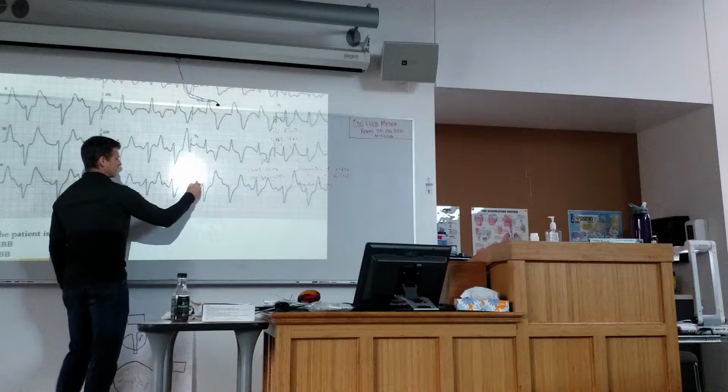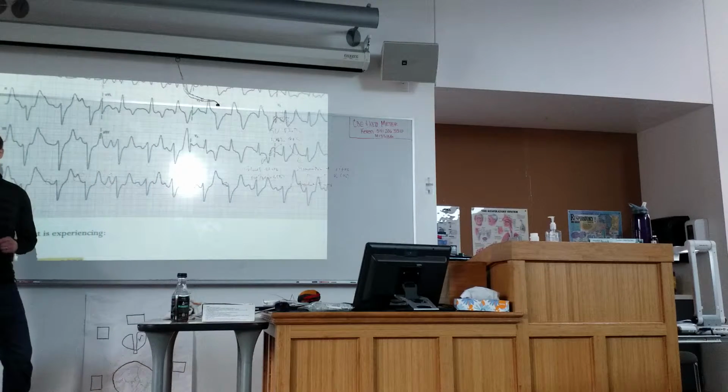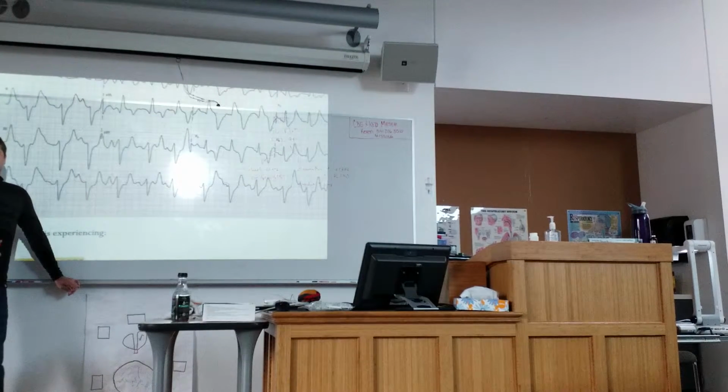What about that compared to this one? Different. Compared to that one? Different. So we have P waves that all look different in this rhythm. They look funky, they look weird, which is kind of the point. They're all different. So what rhythm do we have? Wandering atrial pacemaker. Right? Take it one step at a time.